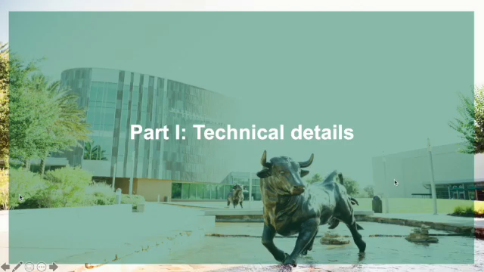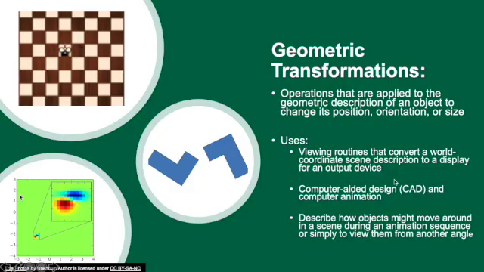Part 1, Technical Details. First, let's define geometric transformations. A geometric transformation is an operation that is applied to the geometric description of an object to change its position, orientation, or size.